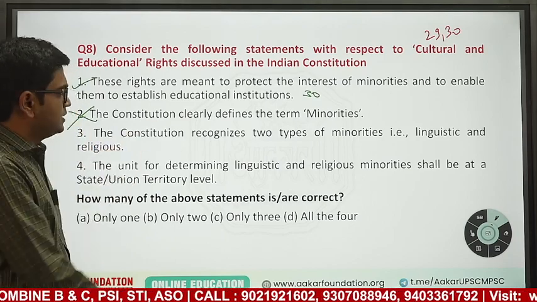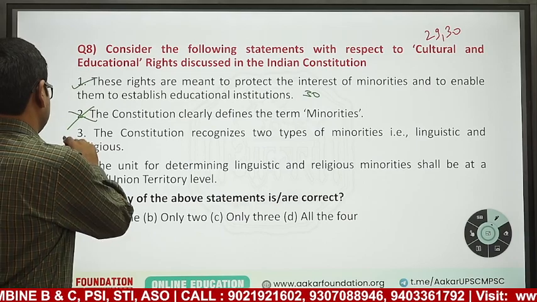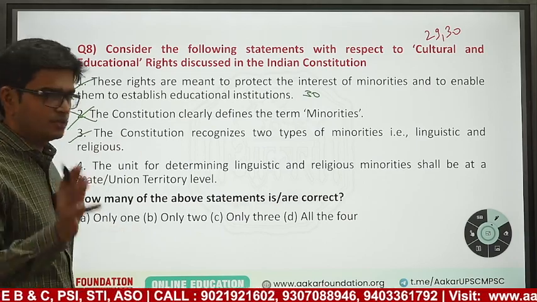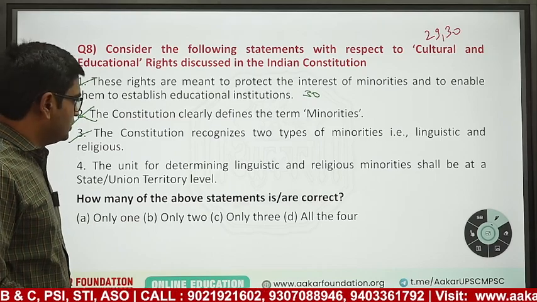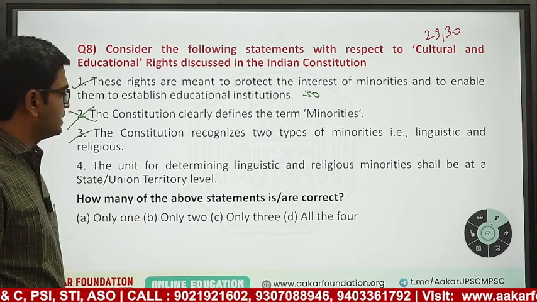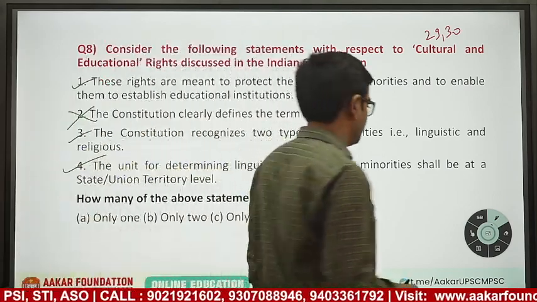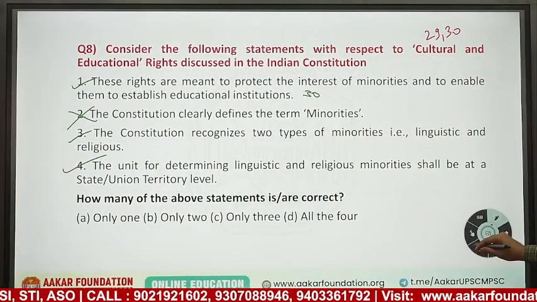The Constitution recognizes two types of minorities, linguistic and religious. This is also right. The unit for determining linguistic and religious minorities shall be state or union territory. This is also correct. Three statements are correct.